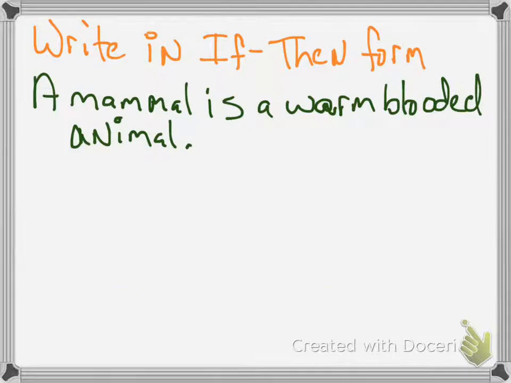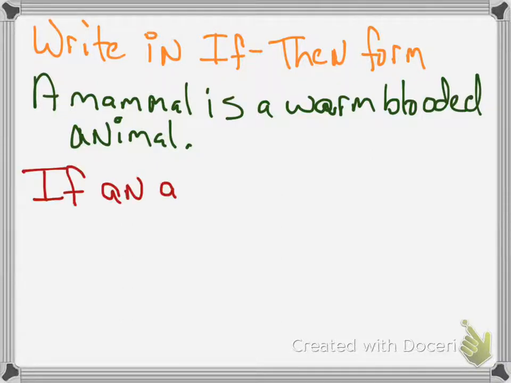Okay, so for these, we're going to write them in if-then form. A mammal is a warm-blooded animal. Okay, so what does this mean? You kind of sometimes have to think about it. You can't just say if a mammal is warm-blooded, then it is an animal. Well, that doesn't work. But we can go the other way.